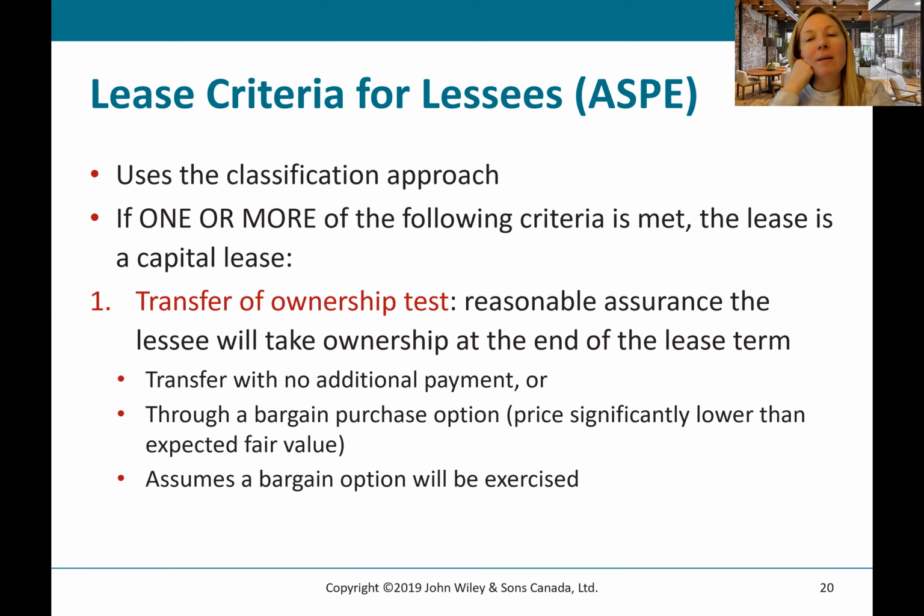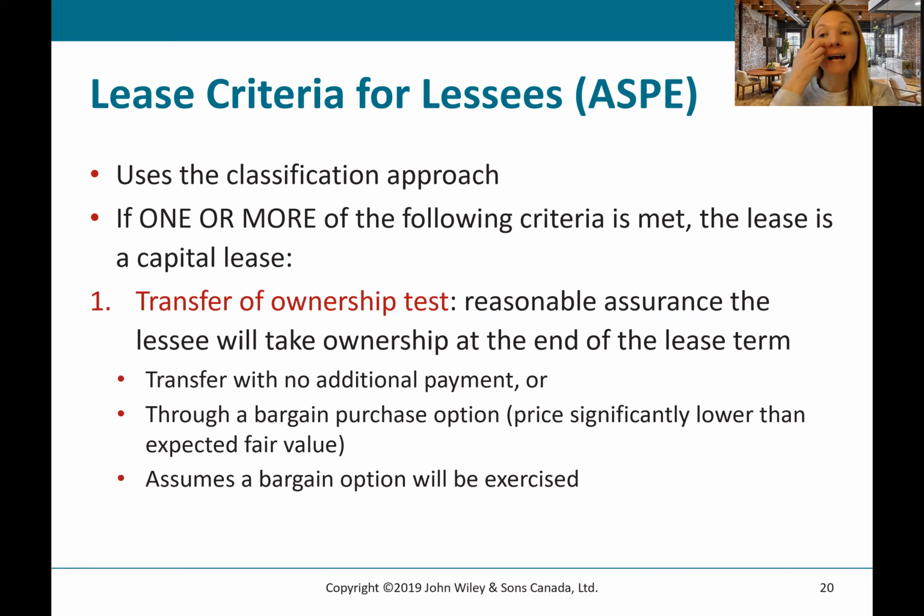Whereas with ASPE, because we're under the classification approach, meaning that we're looking at the economic substance, and we could be within the scope of a capital lease or also an operating lease, it is more criteria that we need to assess to figure out how we're going to account for the lease under ASPE. So let's talk about that. Under ASPE, if one or more of the following 3 criteria is met, then we have a capital lease. If not, we have an operating lease.